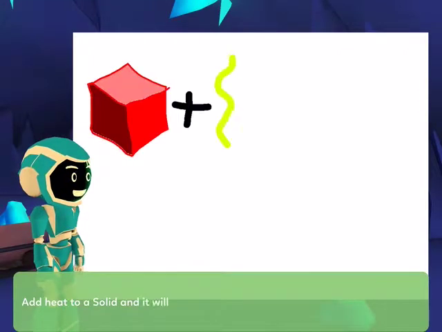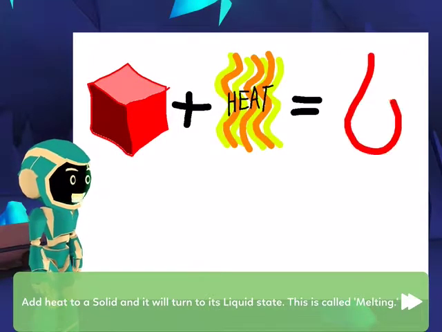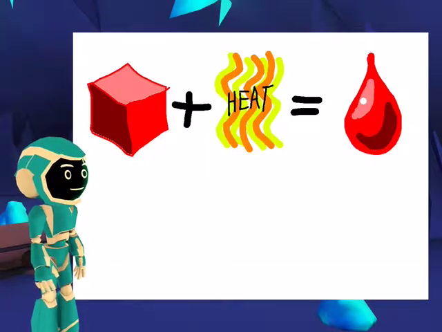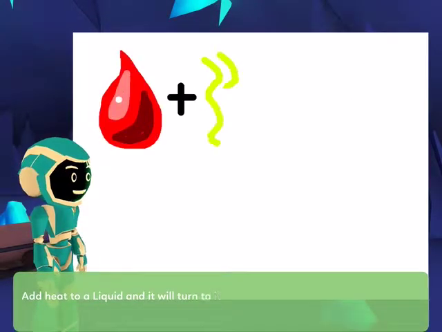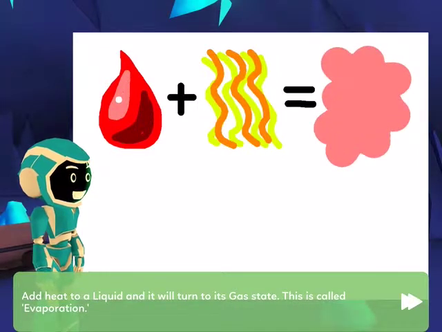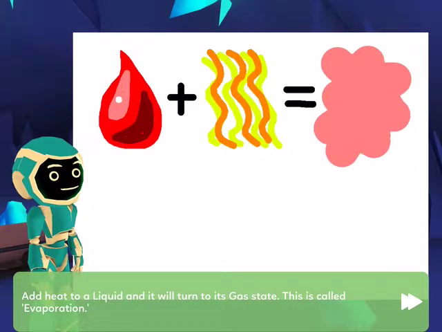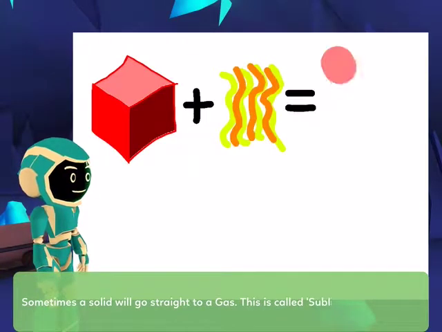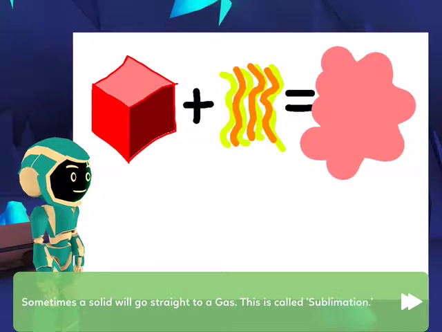Add heat to a solid and it will turn to its liquid state. This is called melting. Add heat to a liquid and it will turn to its gas state. This is called evaporation. Sometimes the solid will go straight to a gas. This is called sublimation.